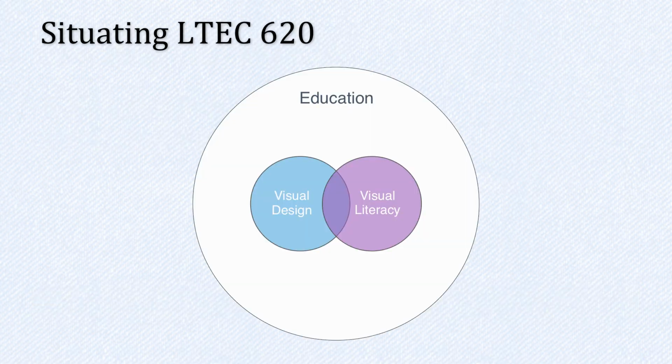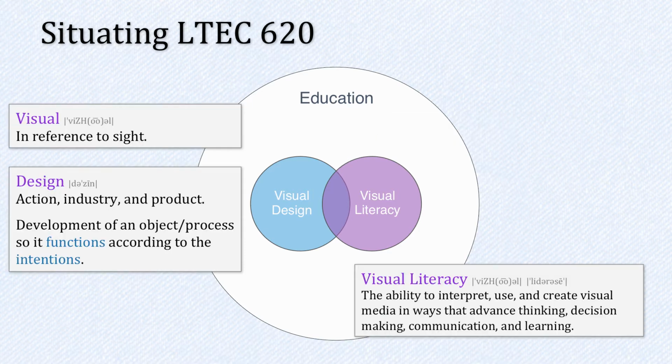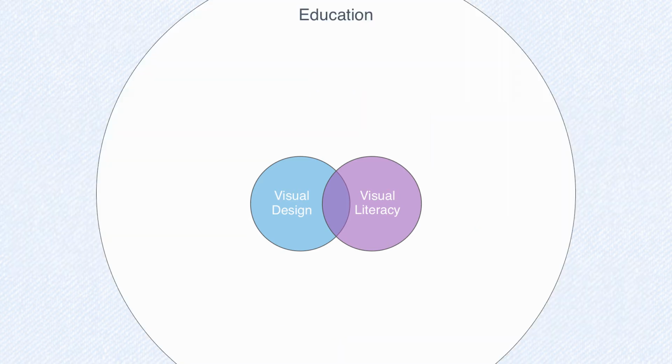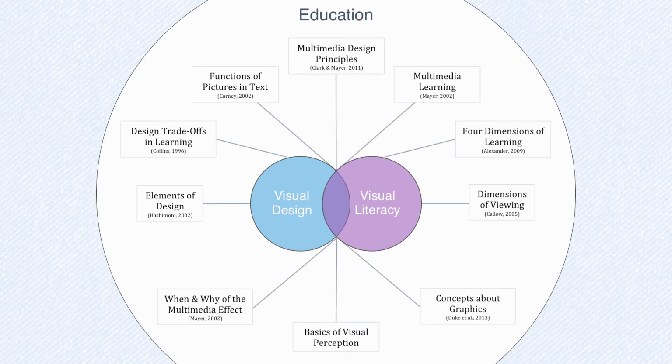We began the semester by situating LTEC 620 at the intersection of visual design and visual literacy. After defining these areas of study, we raised two overarching questions related to education. How do people learn from visual representations? And how can learning from visual representations be supported? With this foundation established, each week we added a number of different concepts and theories to our knowledge base.